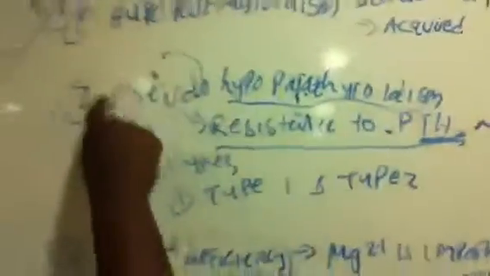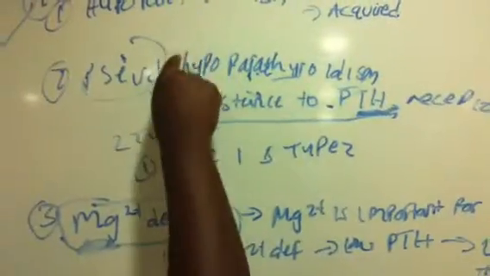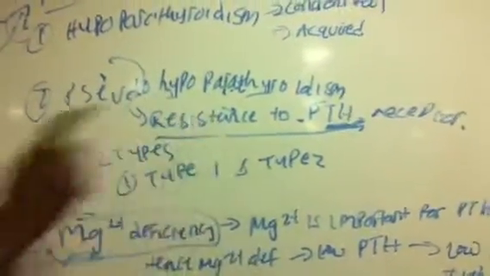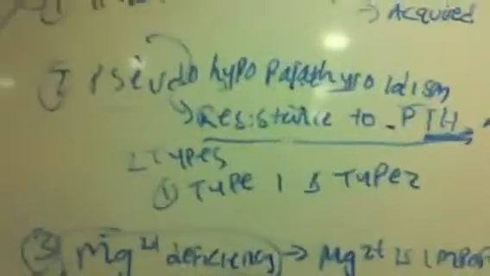Second, pseudohypoparathyroidism. Pseudo means false. False hypoparathyroidism: the parathyroid is producing PTH, but the reason it's false is that it's a receptor problem again. Resistance to the PTH receptor, just like you had in vitamin D resistance. There are two types, type 1 and type 2, due to different signaling pathway problems.